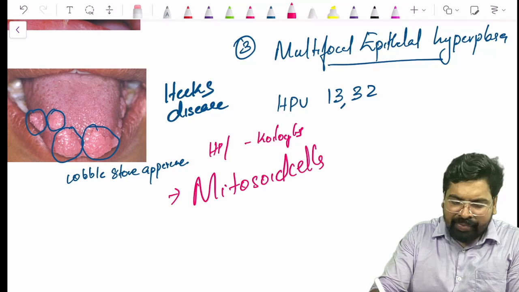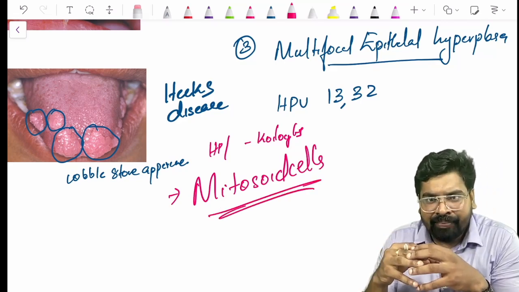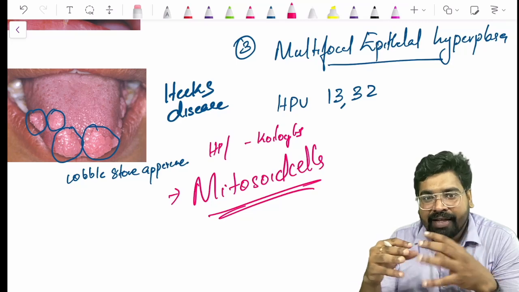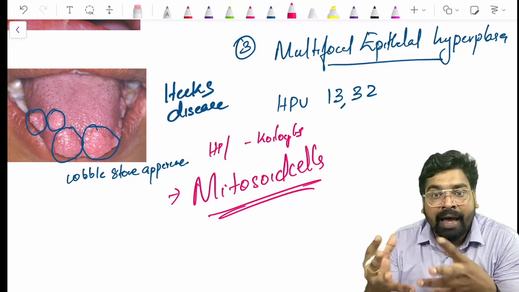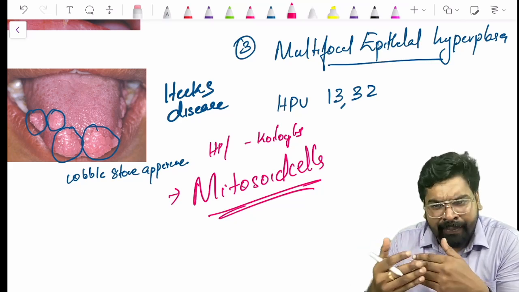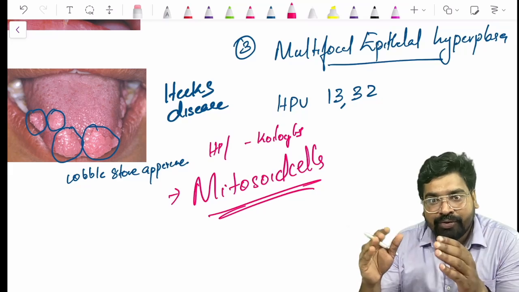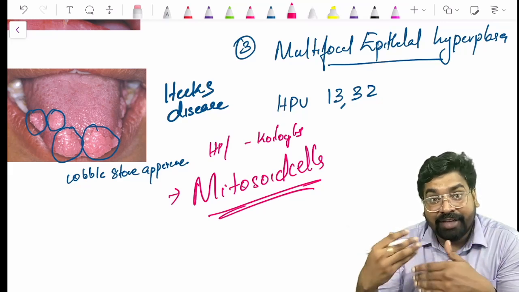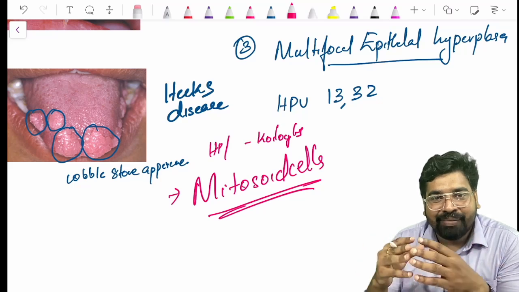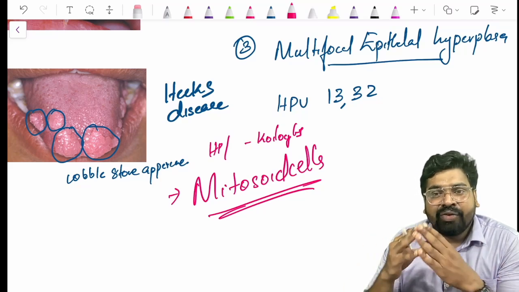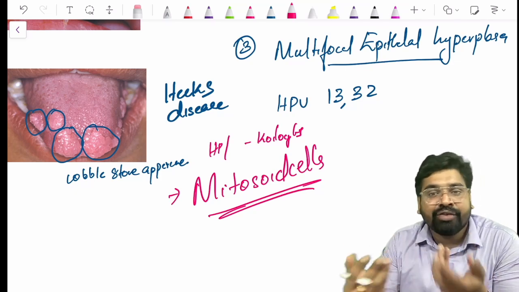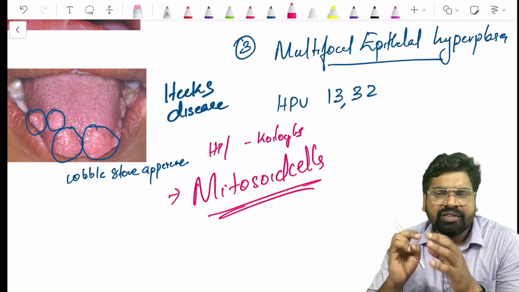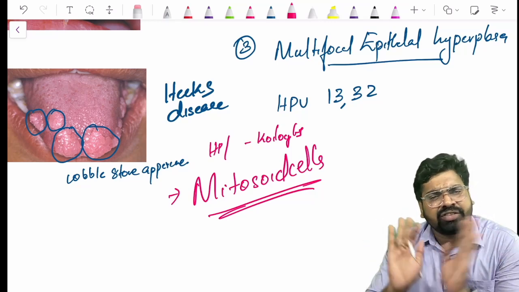Mitosoid cells means these cells will look like they are dividing. Mitosis, okay, their nucleus will look like they are going to divide. There is mitosis seemingly happening inside, that is called mitosoid. I have told you before also, epithelioid, plasmacytoid, mitosoid, means it is looking like. So this is a peculiarity of Heck's disease. Heck's disease has mitosoid cells. So you just have to remember what is the specialty of each, that is enough.